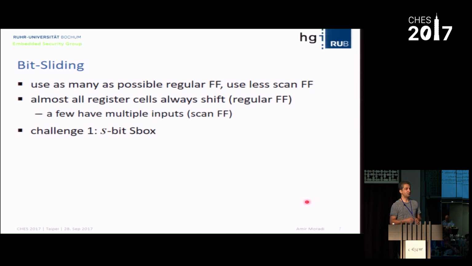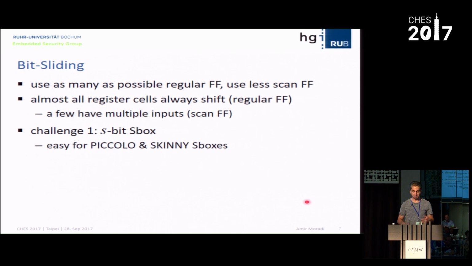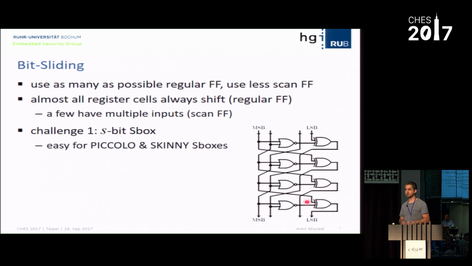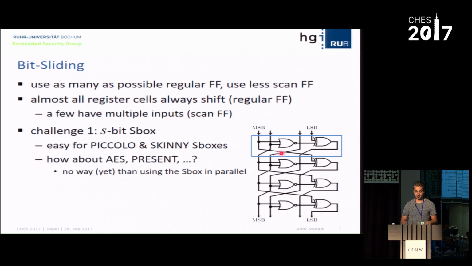The first challenge is how to implement the S-box in a serial way. For instance, it might be easy for the Piccolo and Skinny S-boxes. Here you see the design of the Skinny S-box, which has an iterative architecture. You can just implement this part, which updates only 1 bit, and the other bits are just shifted. But in the case of the AES or PRESENT S-boxes, up to now we don't have any solution to implement them in a serial way, but of course we can consider them in parallel.